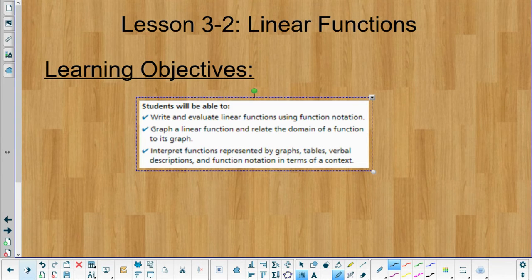Okay, so now we're moving on to 3.2, which is linear functions. With our linear functions, we're going to be talking about function notation, which is the way that we write our linear functions. We're going to be looking at some graphs, and we're still going to continue talking about domain and range. But you're going to see these represented in many different ways in how we say it and how we write it in tables and in graphs.